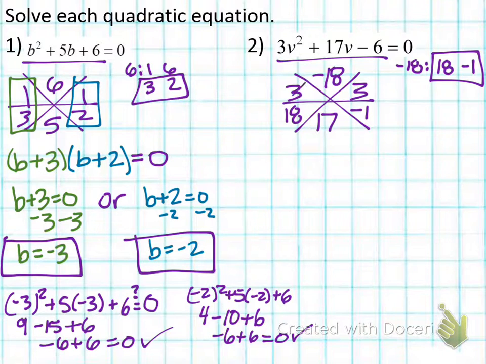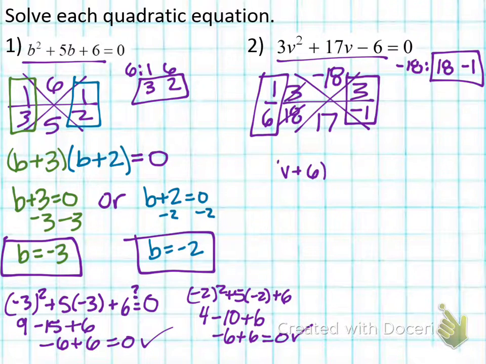Okay, so now I'm looking at the fractions. I see that I can simplify this. It's just 1 over 6. And then this one I can't simplify anymore. Okay, I'm going to use those to write my factored expression. So I get v plus 6 from the first fraction. 3 over -1 is going to go to 3v minus 1. And remember, I still have all of this equal to 0.